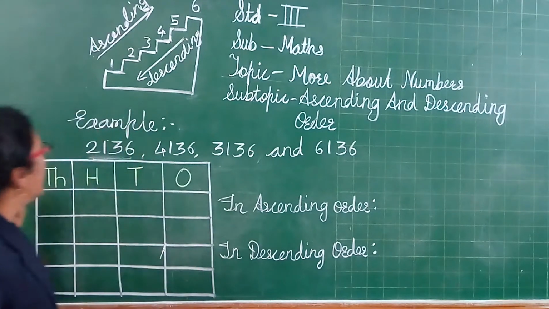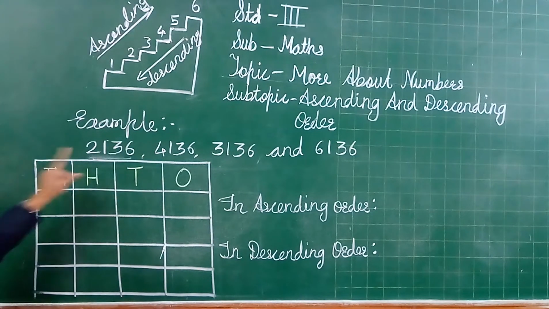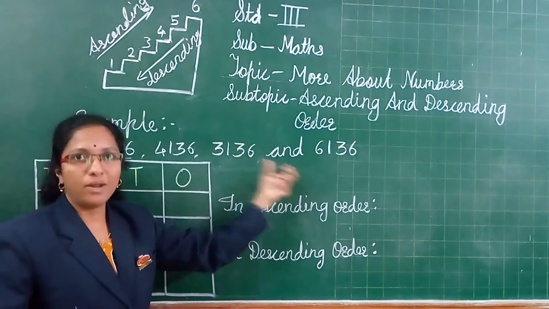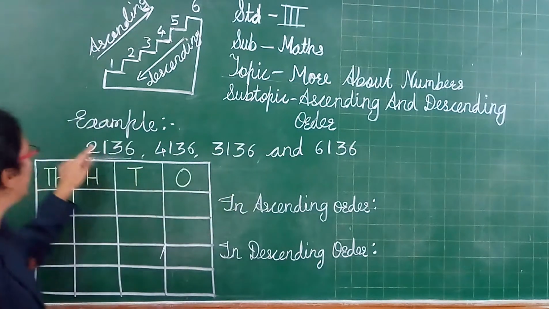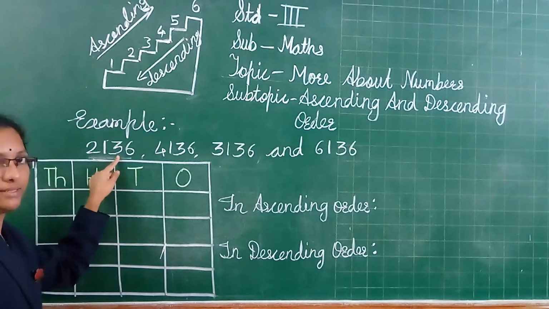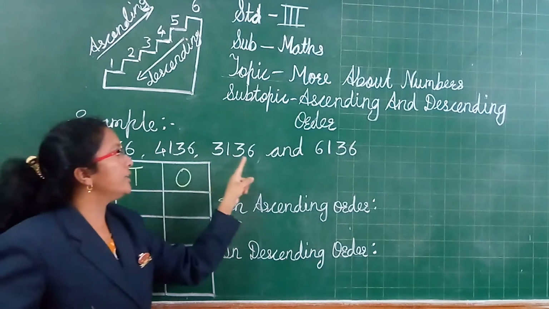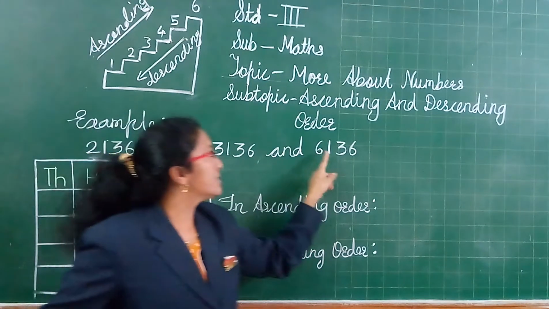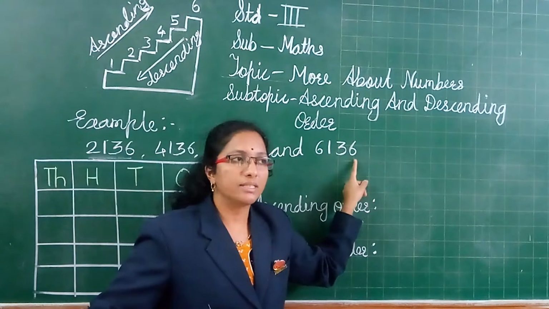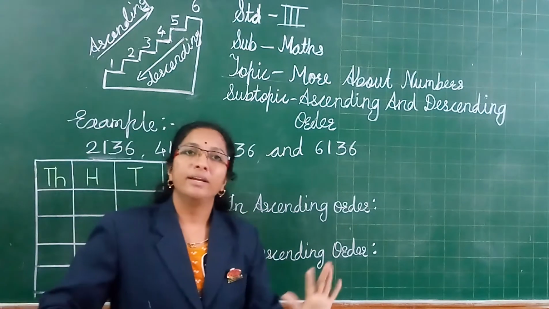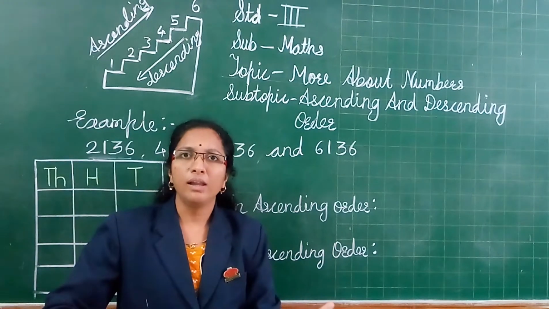Now we see one example. See here, I take one example. There are 4 numbers and all numbers are 4-digit numbers. See here, 2136, 4136, 3136 and 6136. We should arrange all these numbers in ascending and descending order. How will we do it? Now we see.